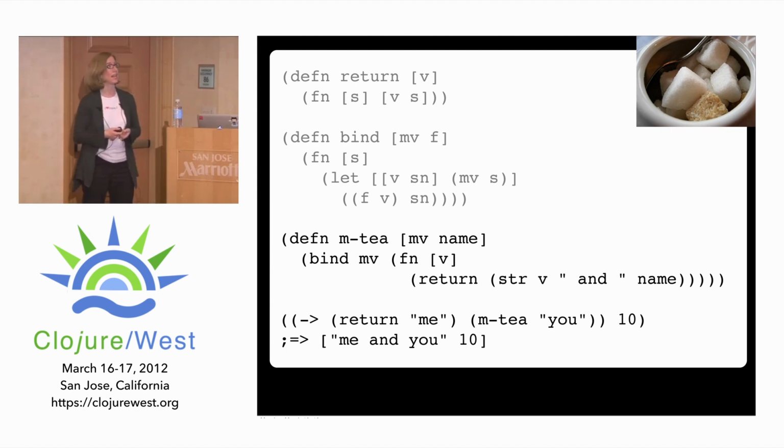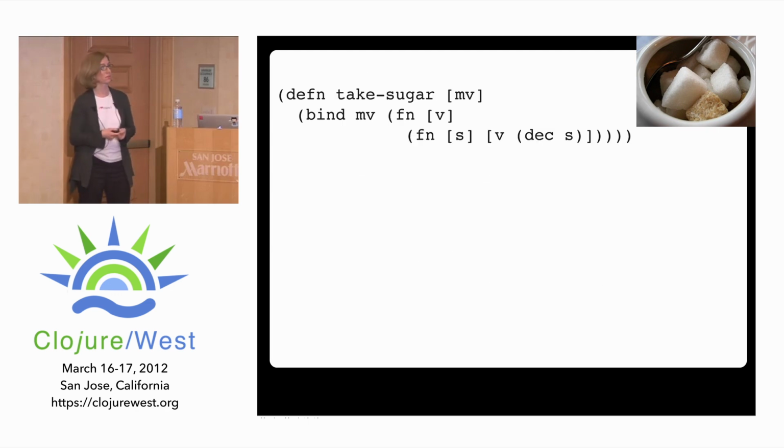So if we define a take sugar function that takes a monadic value, what we could do is bind that monadic value to something that modifies the state. So it's going to take the value, but here's the important part. It's going to decrement the state before passing it back. So let's see some examples in this.